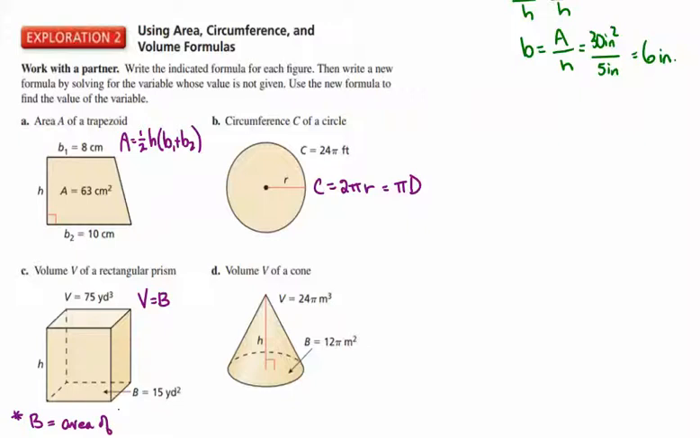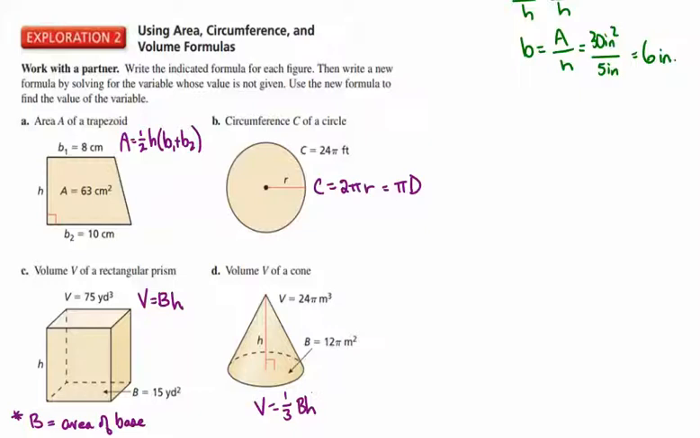So if capital B is the area of the base, then the volume of the rectangular prism is just the area of the base times the height. And for the volume of a cone, it's similar, the area of the base times the height, but for this one we have only 1/3 of the area of the base times the height.